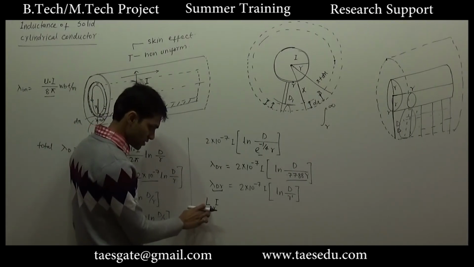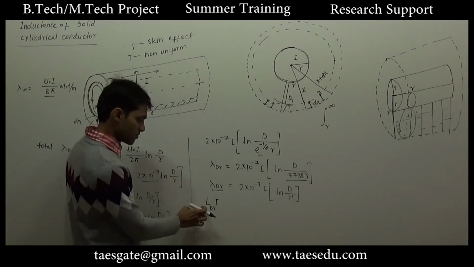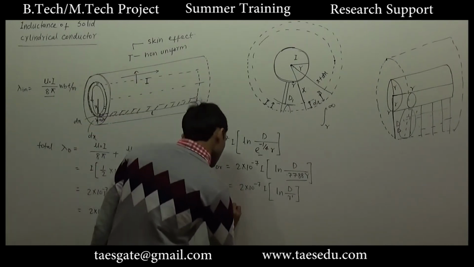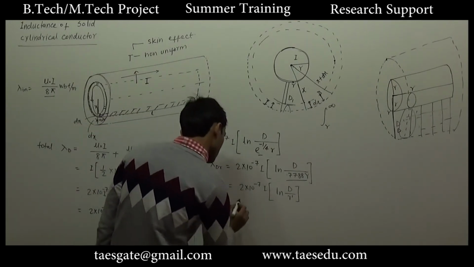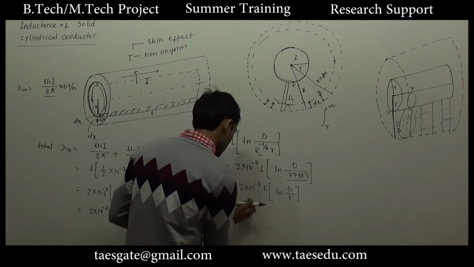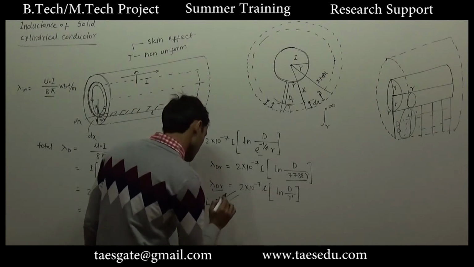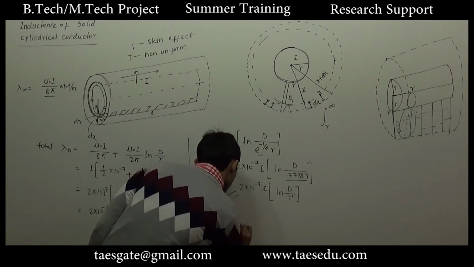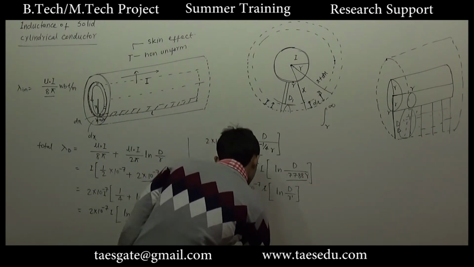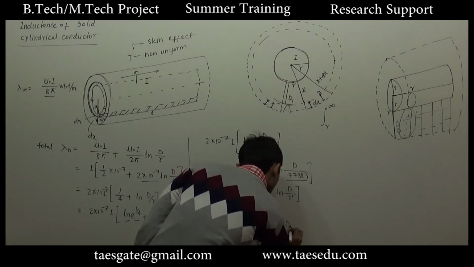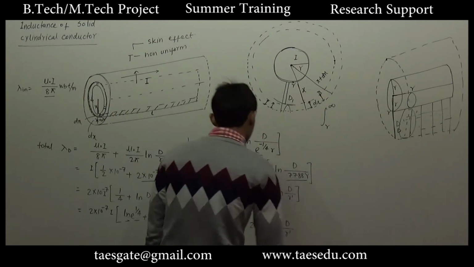Okay, this is inductance due to this flux only. That's why I am representing it as LDR. 2 into this quantity will be equal to this quantity. I and I will be cancelled. So LDR will be 2 into 10 to power minus 7 ln D divided by R dash.